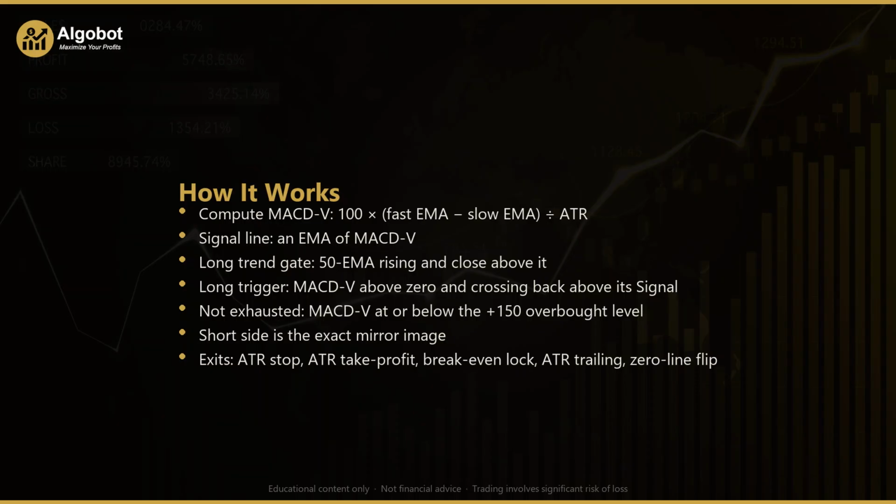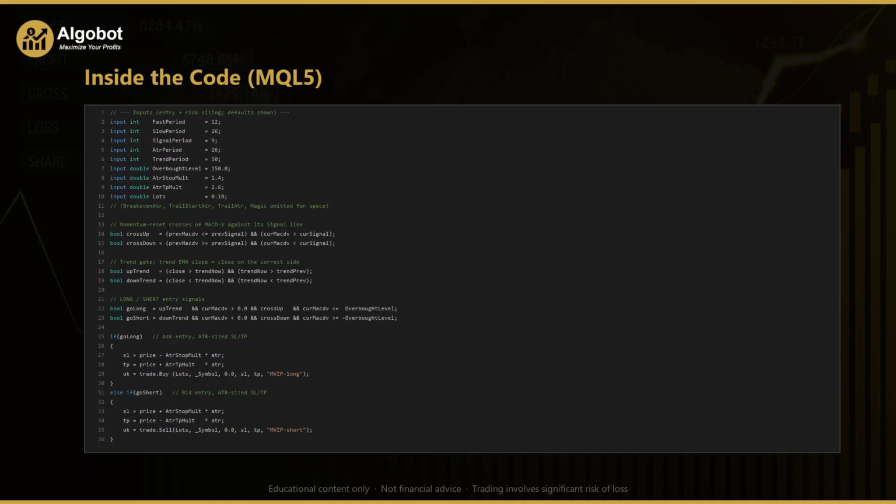And importantly, it only ever holds one position at a time, so it never stacks new entries on top of an existing trade. Let's read through the core of the MetaTrader code as it would appear in MetaEditor. At the top are the inputs. Fast period, slow period, and signal period define the Macd and its signal line. ATR period controls the volatility normalization, trend period sets the 50-bar trend filter, and OverboughtLevel is the exhaustion threshold at 150.